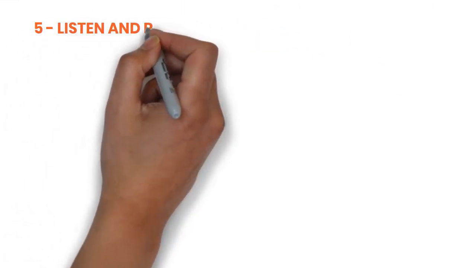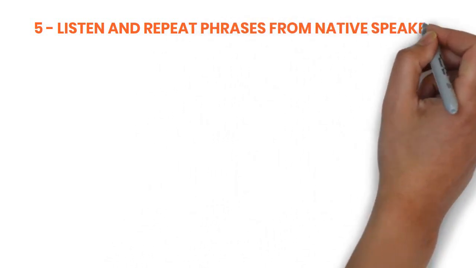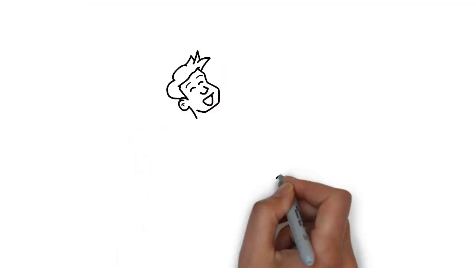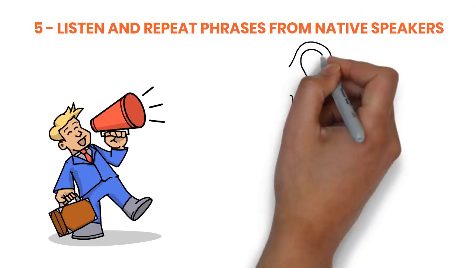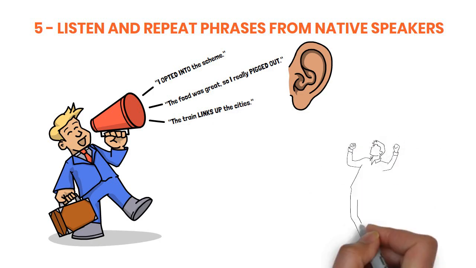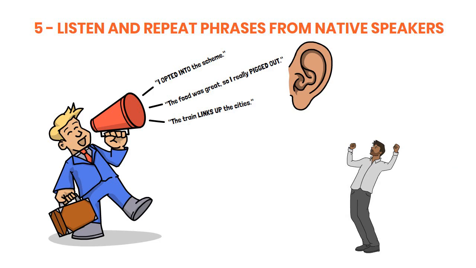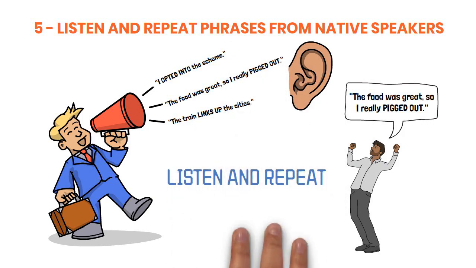Number 5. So that leads us nicely onto listen and repeat phrases from native speakers. If you are talking with a native speaker, or perhaps watching a TV program in English, listen to the way that native speakers talk and how they phrase certain things. Native speakers talk in the most natural English, so it's a great way to learn natural phrases. If you hear a phrase that you have never heard before, or a new and interesting combination of words, try to repeat them to yourself so you can become comfortable with that phrase. Write them down and keep practicing.